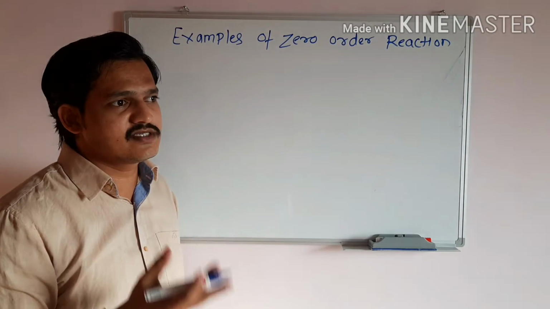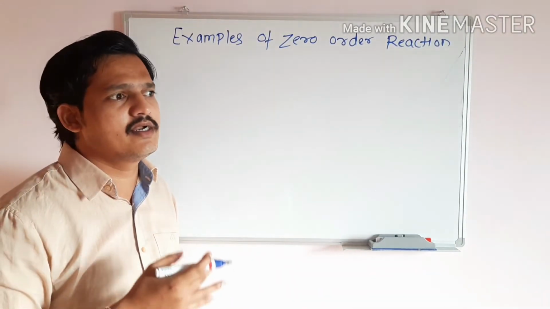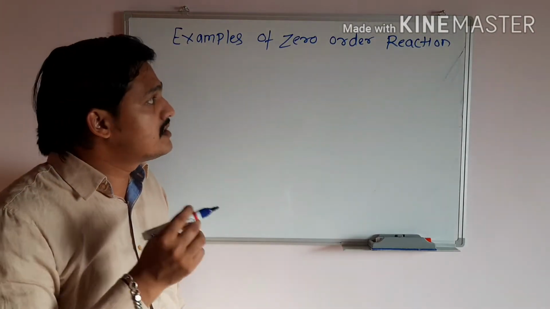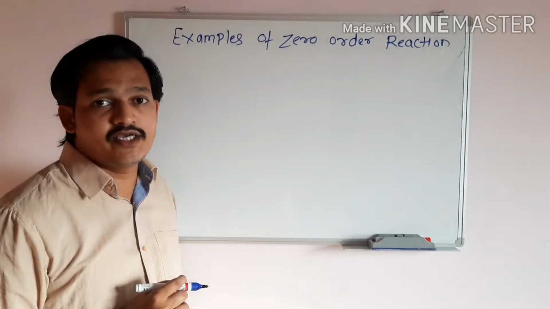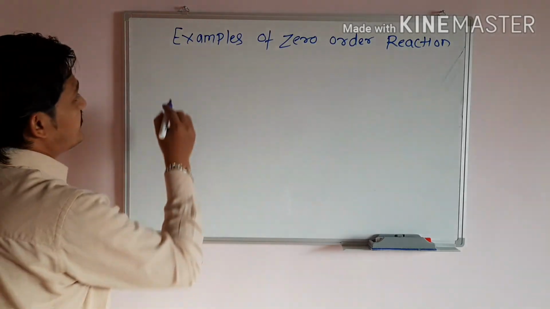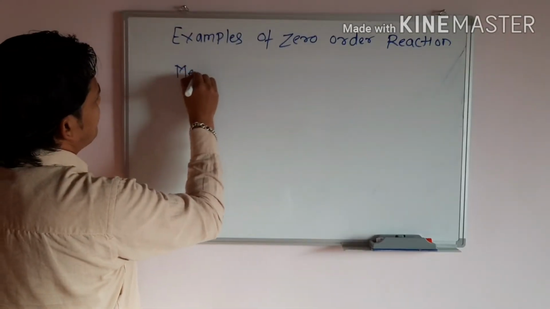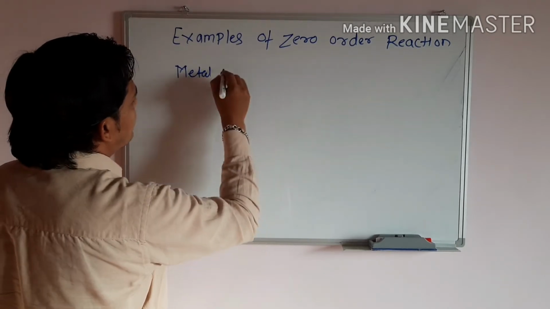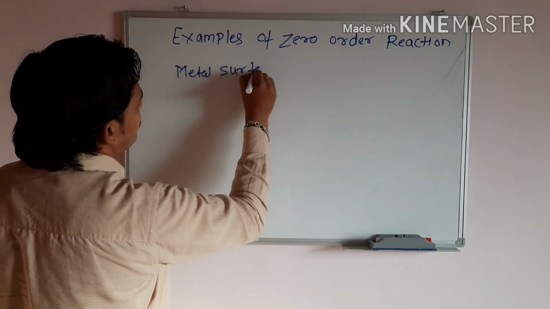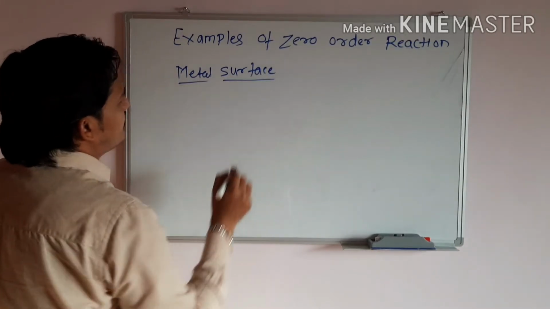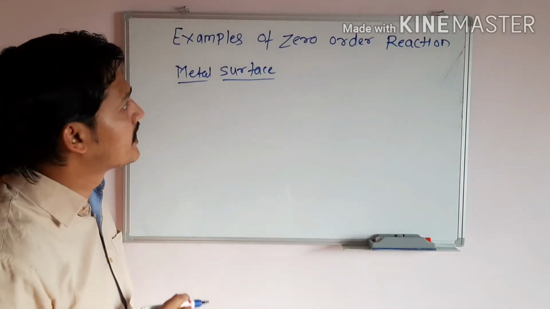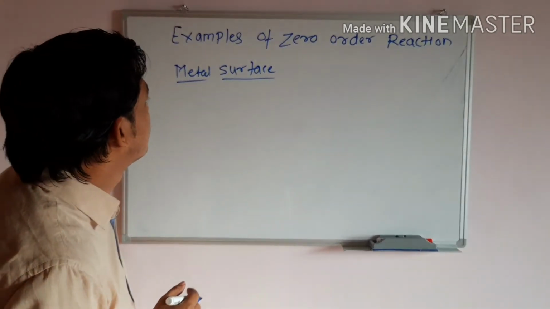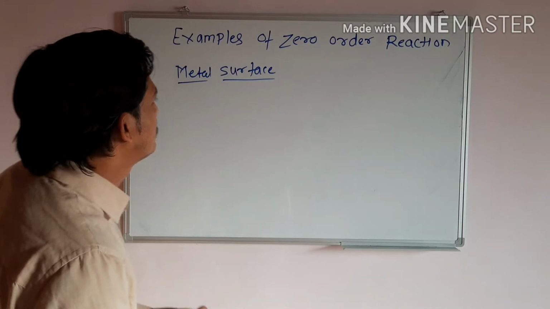They take place in special conditions or certain circumstances. Generally, examples of zero order reaction take place on a metal surface. Zero order reactions happen on the surface of a metal. Zero order reactions do not occur easily, they have to be carried out on a metal surface. So I am taking one example of a zero order reaction now.